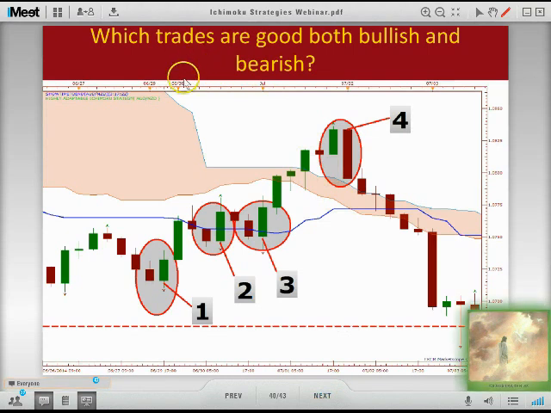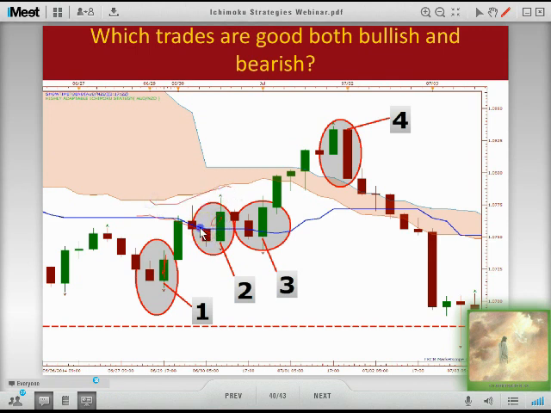Alright, which trades are good? Both bullish and bearish trades. 1, 2, 3, and 4. Can you use Ichimoku with ticks instead of time? 0, none. Okay, you guys got this thing down pat. None of these are good to trade because this is a bullish engulfing. So if it's a bullish engulfing, we want to be going long. We can't be going long because we're underneath the Kijun-sen and underneath the cloud.